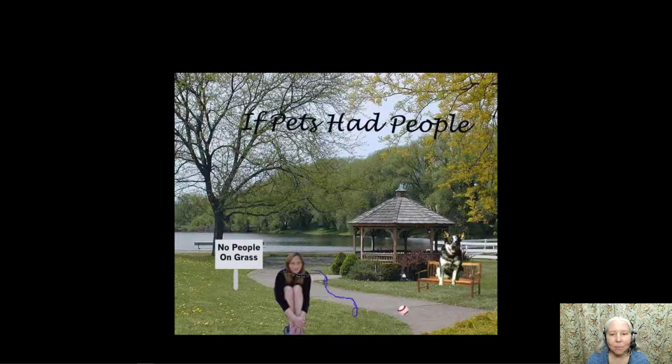If pets had people. I really like the way that this student created their own sign using Photoshop tools that says no people on grass, and the way they added all sorts of details like the leash and the ball and the dog sitting on the bench, and they used their own photograph of the girl sitting on the lawn.